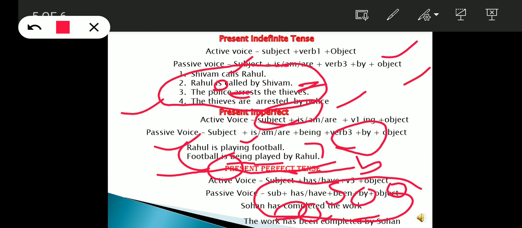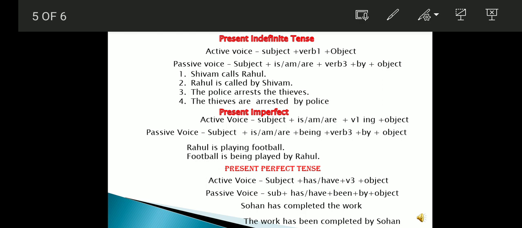So you can see, Sohan has completed the work. So here, as I told you, has के साथ been आ जाएगा, and third form of verb is already present, so we need not make any change in the verb. So has been completed, as I told you, you will place by before that object. Sohan, which was subject in active voice, will become object in passive voice. Hope this is clear. Let's move to the next slide.